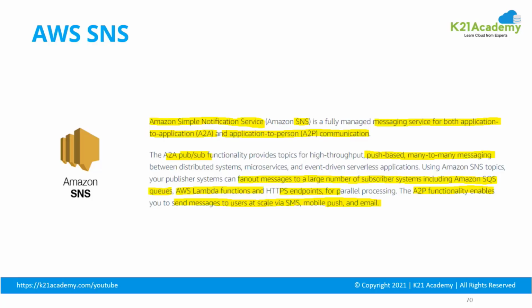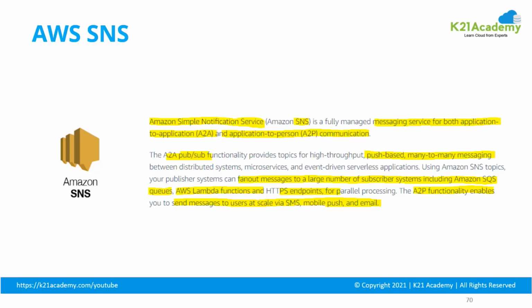Another one is application-to-application notification. So maybe I can say if data is stored into a storage bucket, then notify another system to pick that up or do some processing on that data. So that's notification. It's basically on a pub/sub model. You have a publisher and you have a subscriber, and it provides high-throughput, push-based, many-to-many messaging.